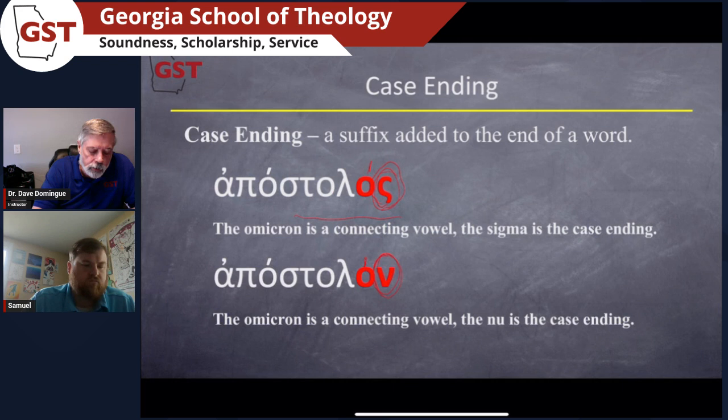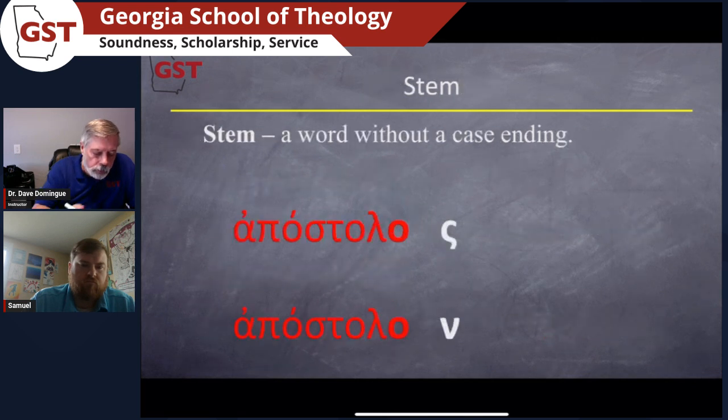still have the omicron connecting vowel, but now it's the new case ending, and it's functioning accusatively as the direct object. So in this case, it's the same apostle, but now he's the object of whatever the verb is stating or requiring, instead of the subject of the verb. And here this is more accurate. The apostola is the exact same thing. We change our case ending, and ultimately we understand how it functions in the sentence.